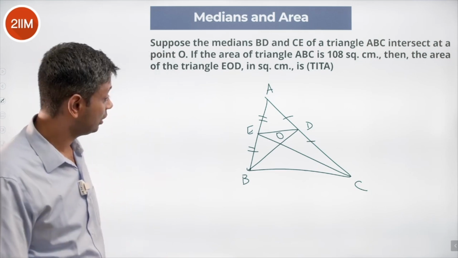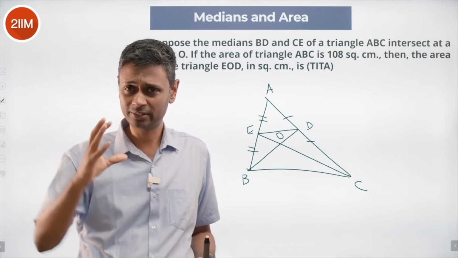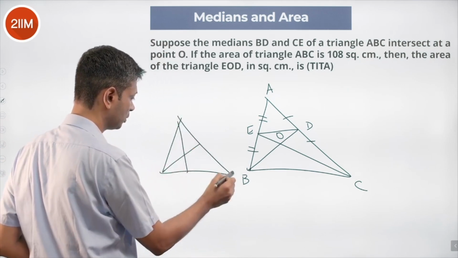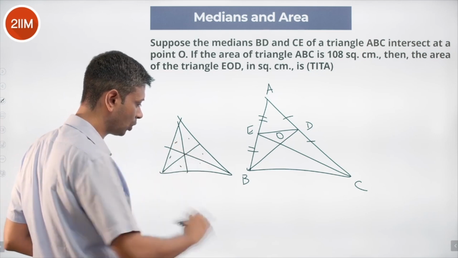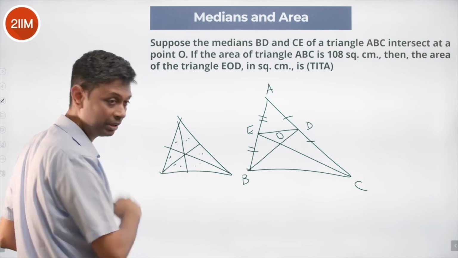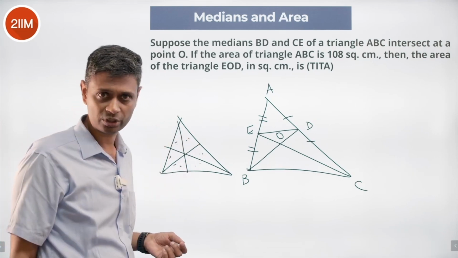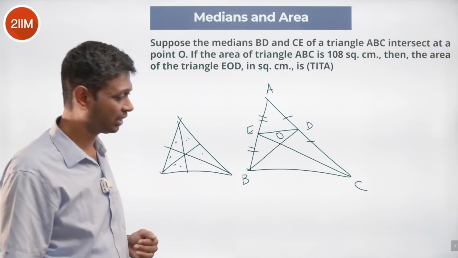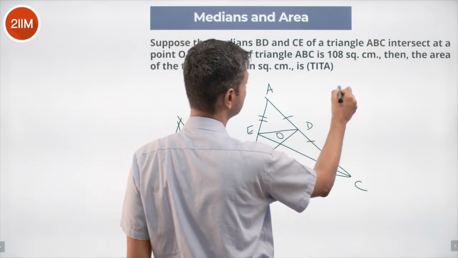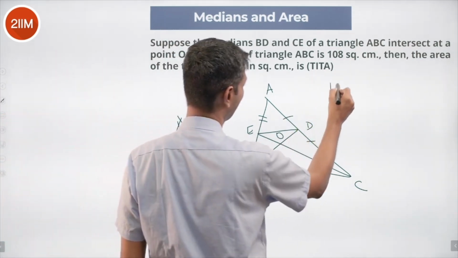Rather good question. The medians break the triangle into 6 parts of equal area. If I draw all 3 medians, these two are equal, this is a median, these two are equal, this is a median, these two are equal, this is a median. We can prove that each of these bigger chunks are equal to each other. The 3 medians break the triangle into 6 parts of equal area, and so the total area is 108.